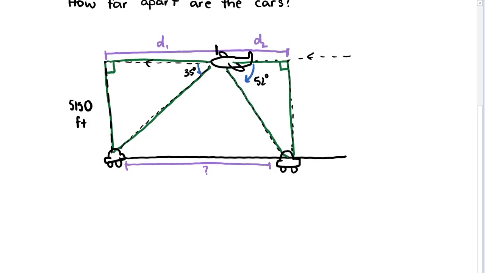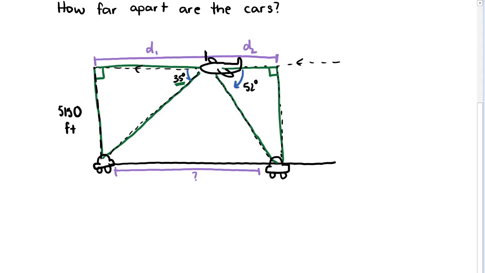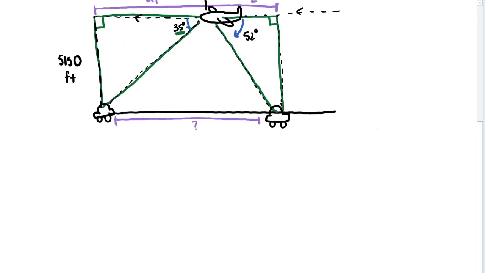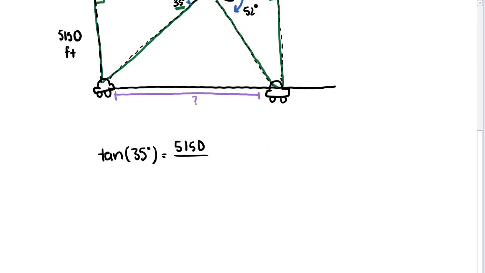Well, here, if I look at this angle, what side lengths do we know, or are we trying to figure out in relationship to this angle? Well, we know the opposite side length of this angle, and then we're trying to figure out the adjacent side length. So here, what we really want to compute is tangent of 35 degrees, because that's going to be 5,150, the opposite side length, divided by this unknown side length, D1. And then similarly, tangent of 52 degrees is going to be 5,150 divided by D2. And if we can figure out what D1 and D2 are and add them up together, we'll have the distance between these two cars.